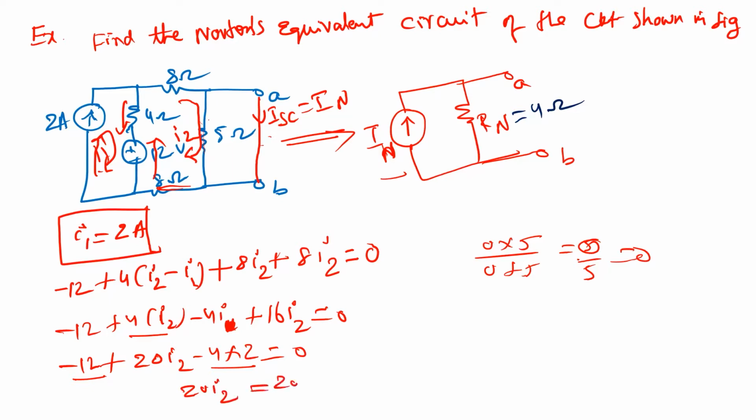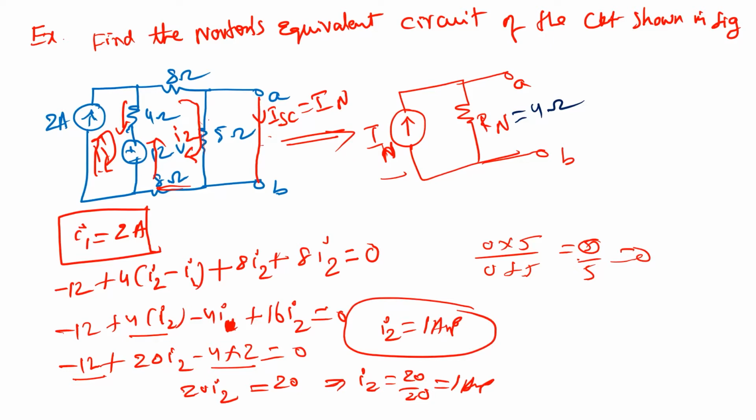You take this side, you will get 20. So I2 is equal to 20 by 20. So you will get 1 ampere. So I2 is equal to 1 ampere. You know that I2 current. So since it is 0, I2 current is flowing like this. Right. So here I2 current is equal to the short circuit current. The short circuit current is equal to IN. What is now I2?